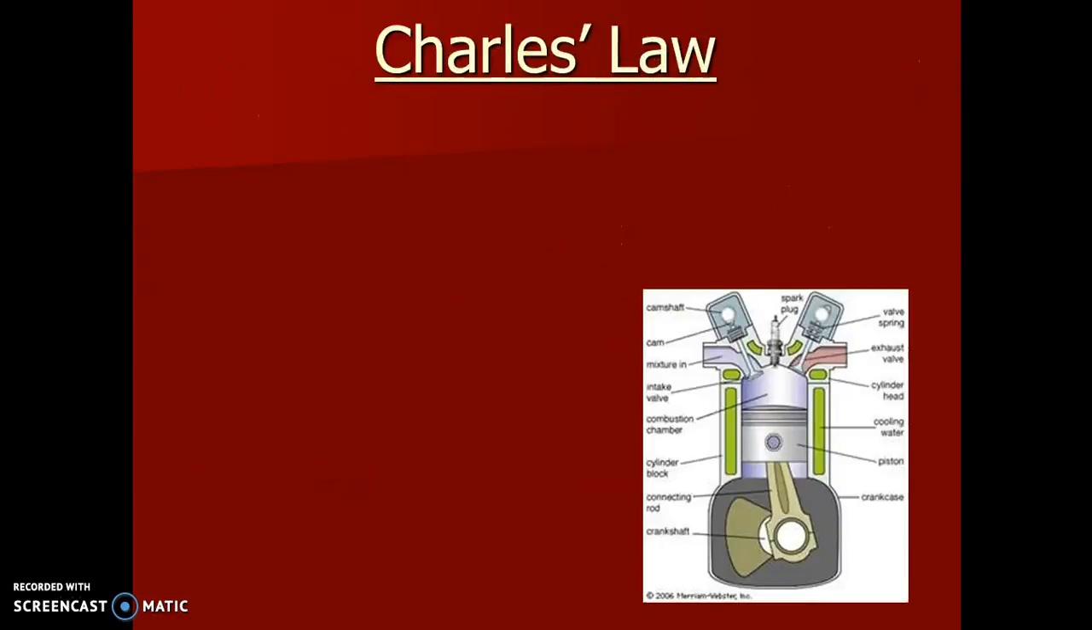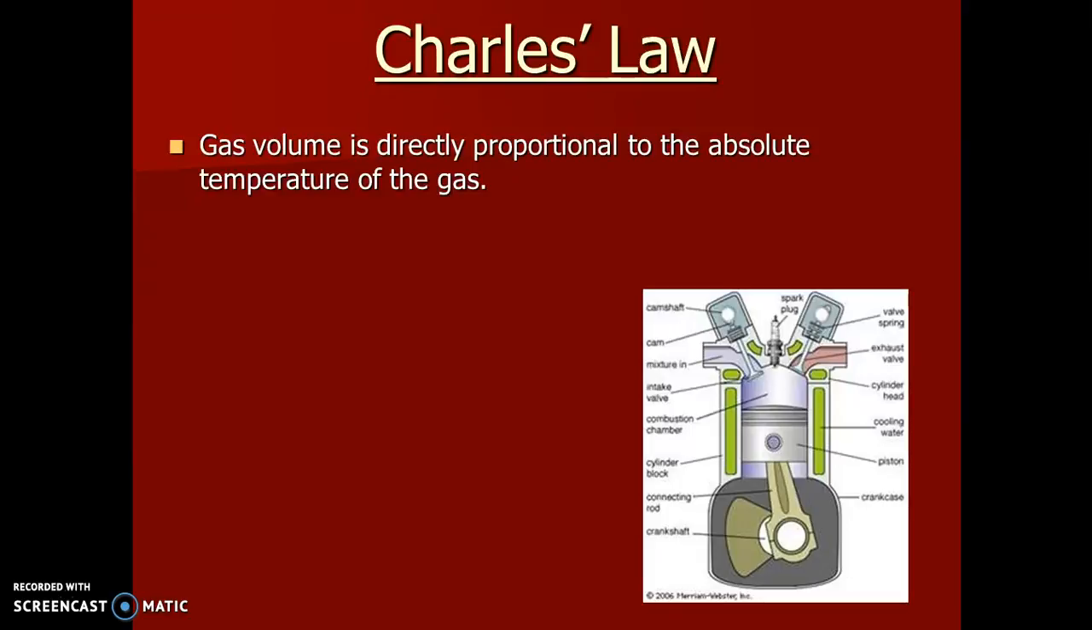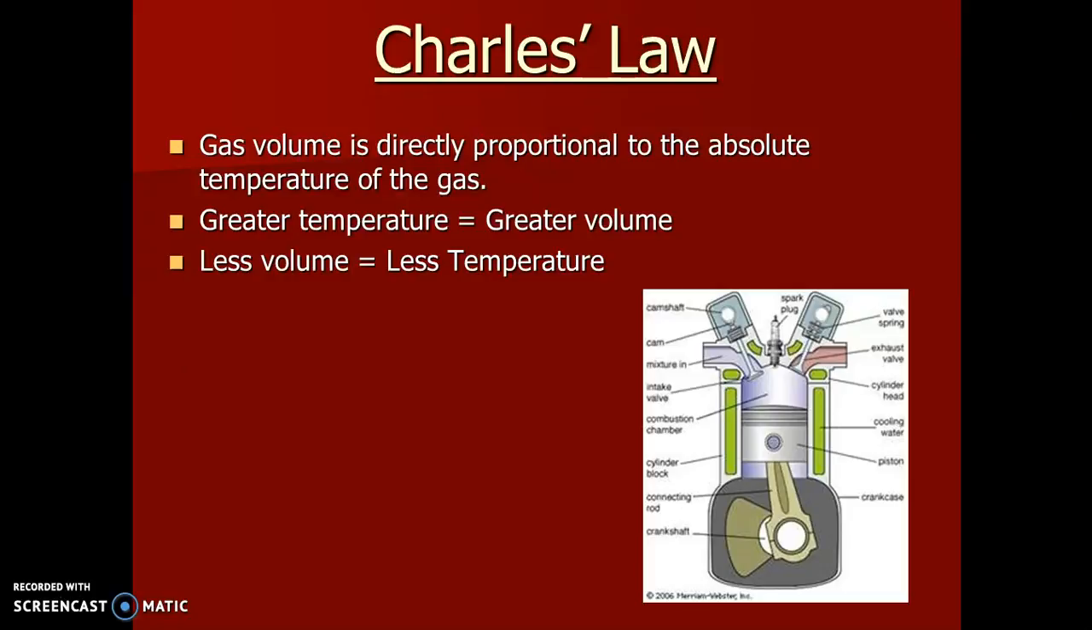All right, the next law is Charles' Law, and Charles' Law relates the variables of volume and temperature. So gas volume and the temperature of the gas are directly proportional to one another, so that means that the greater the temperature, the greater the volume of the gas, or the less the volume of the gas, the less the temperature. And the example that I have here is a combustion engine, and we'll look at this also more in depth when we look at thermodynamics.